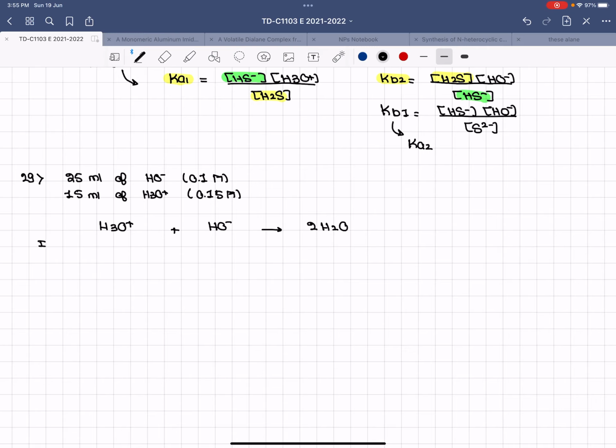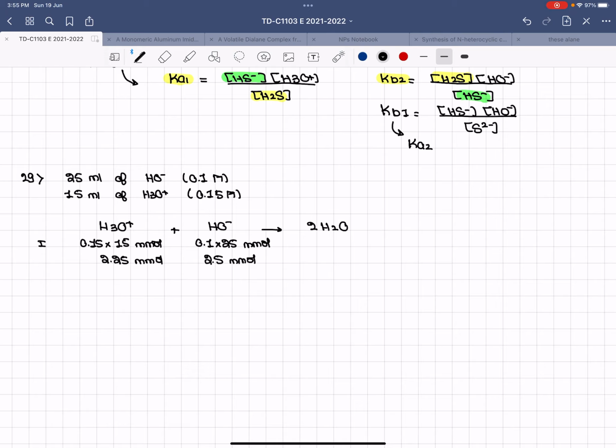We all know C times V, which is basically 0.15 times 15, and this is in millimole. Pay attention. Let me write the concentration first because you make mistakes. In millimole, you're multiplying mole per liter by milliliter, okay? And this is the value. What's 15 times 0.15? It's 2.25 millimole. 0.1 times 25 here, 2.5 millimole.